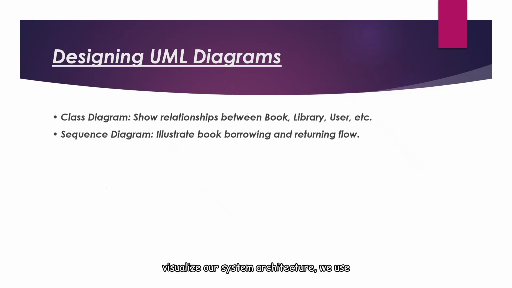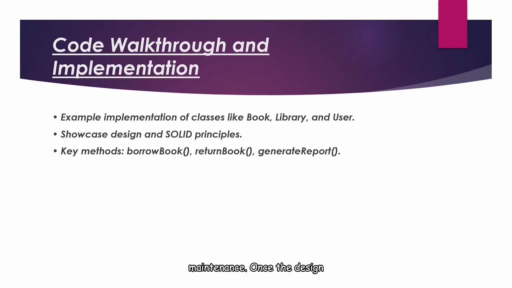To better visualize our system architecture, we use UML diagrams. First, the class diagram will depict all our classes, their attributes, methods, and relationships like associations and compositions. It will show, for example, how a library has a catalog which manages many books. Next, a sequence diagram illustrates runtime interactions, such as how a user searches for a book, places a hold, and completes a loan. We can also use activity diagrams to map out workflows like book return or fine calculation. These diagrams are powerful tools for communicating our design to stakeholders, teammates, and future maintainers.